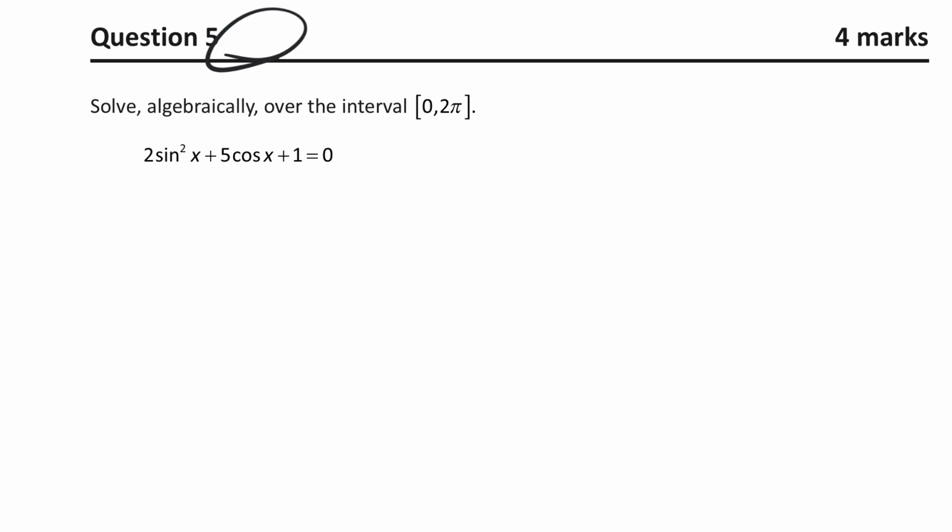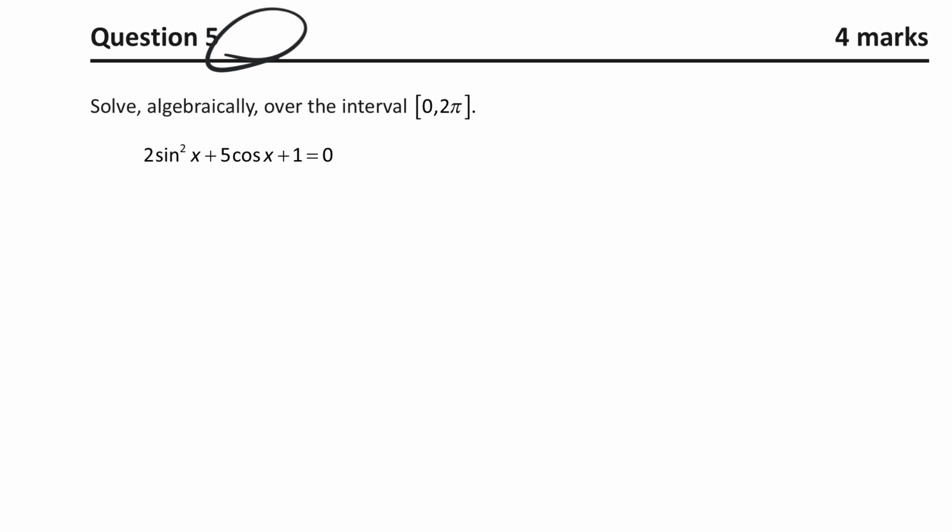So let's go ahead and solve algebraically over the interval 0 to 2 pi. Now, we've got ourselves sine and cos, and that's a bit of a problem. Whenever you have an algebraic equation with sine and cos, you can't solve it. You need to convert one into the other. So let's go ahead and convert that sine squared.